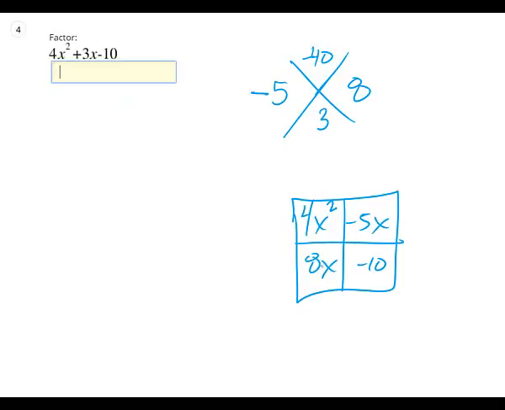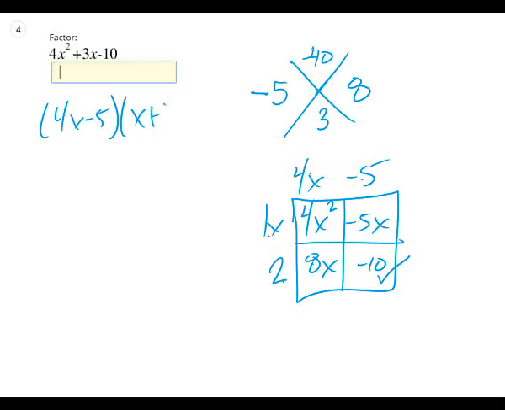All right, what times what is 4? I've got choices, don't I? 2 and 2. Is 2 going to work to divide into the 5? No. Okay, so what's my other choice? 4 and 1. Where's my 4 going to have to go? Top. Good. So how many times does 1x divide negative 5x? How many times does 4x divide 8x? 2. 2 times negative 5 is negative 10. So I've got 4x minus 5 times x plus 2.